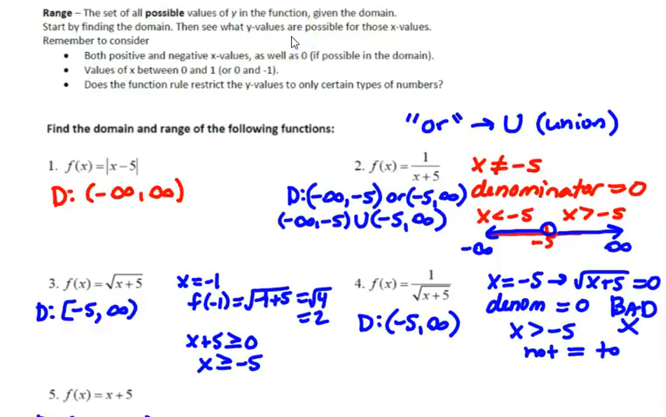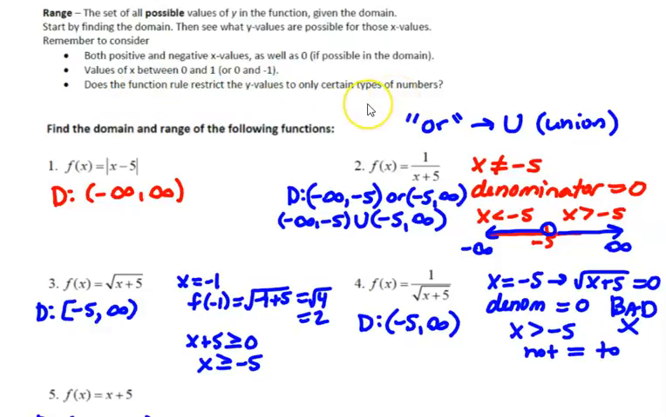So as we're considering possibilities, remember to include both positive and negative x values as well as 0, whatever's possible in the domain, but remember to include those when you're checking for your y values. Also make sure to check values of x that are between 0 and 1 or 0 and -1. In other words, fractional values, because sometimes that will give us values of y that we wouldn't get when we used whole number values for x. And then think, does the function rule itself restrict the y values to only certain types of numbers?